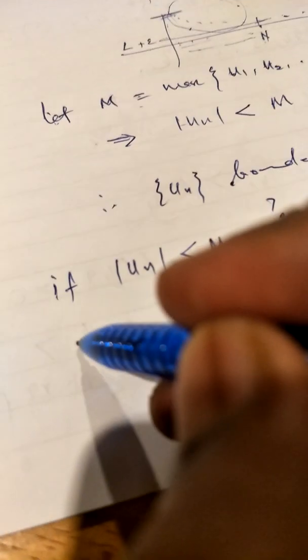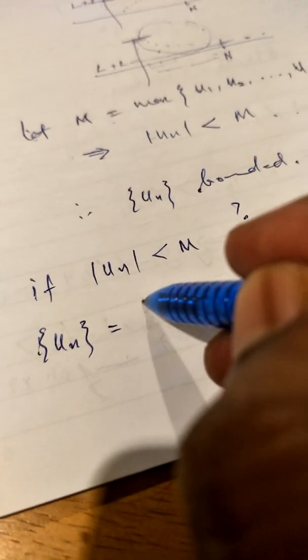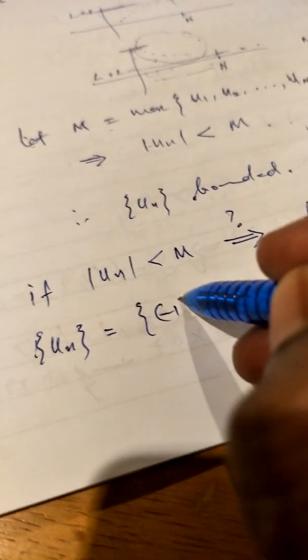Now for this, we look at an example. Let's say I have this kind of sequence, un equals minus 1 to the n.